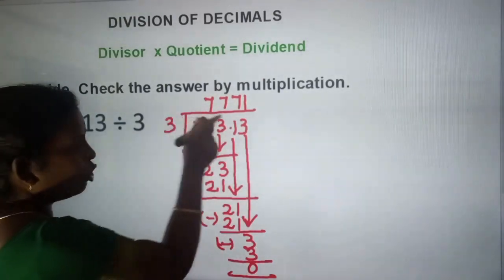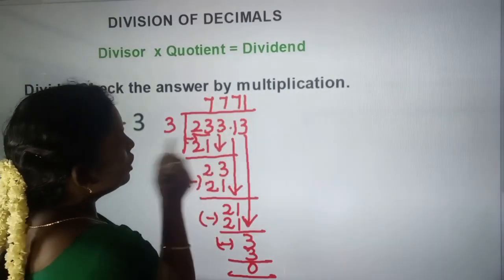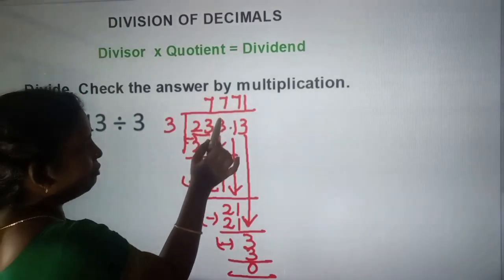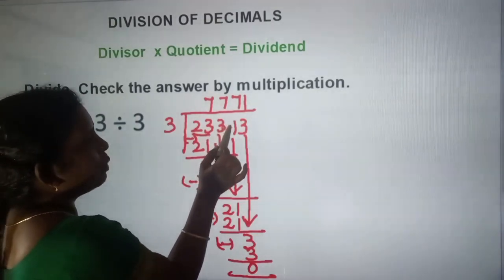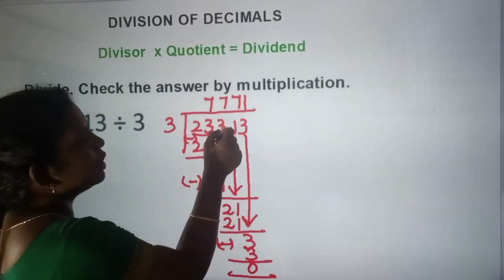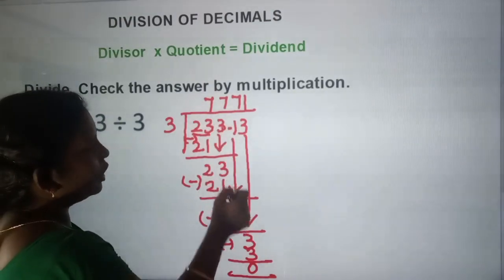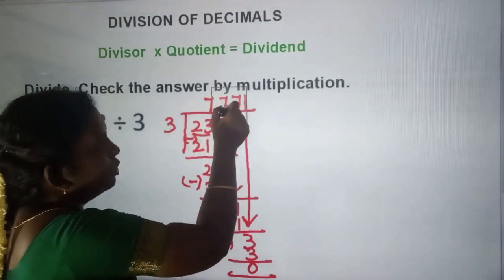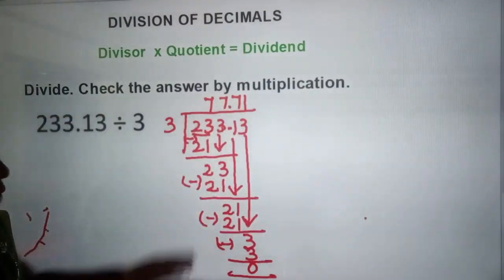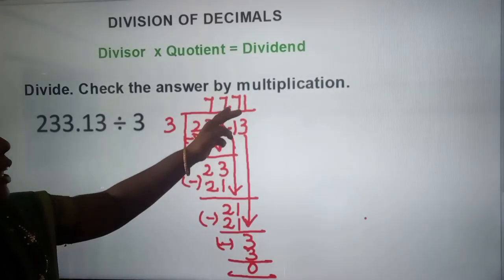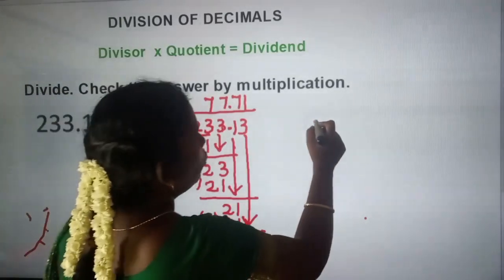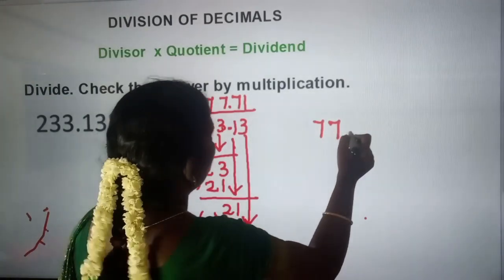Now only we have to concentrate on this decimal point, ma. See, after which decimal point has this 7 come? Where has this 7 come? If we are doing with this one, we are bringing this 1 down. We have taken this number from after the decimal point, this 1. Hence we are putting the decimal point here, 77.71.